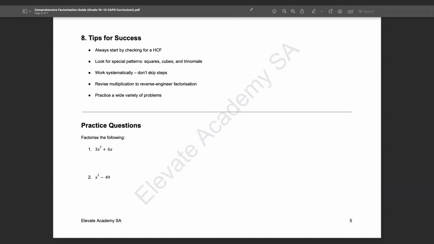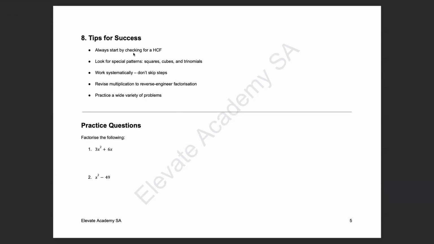Okay, this is a bit of a summary on how we approach factorization. We always start off with the basics, checking for the highest common factor. And then we look for our squares, cubes, and trinomials. And it's always important to look for highest common factor first, as we will see in these upcoming examples.